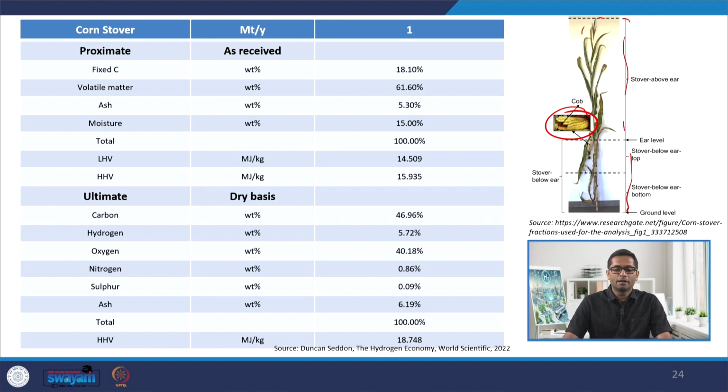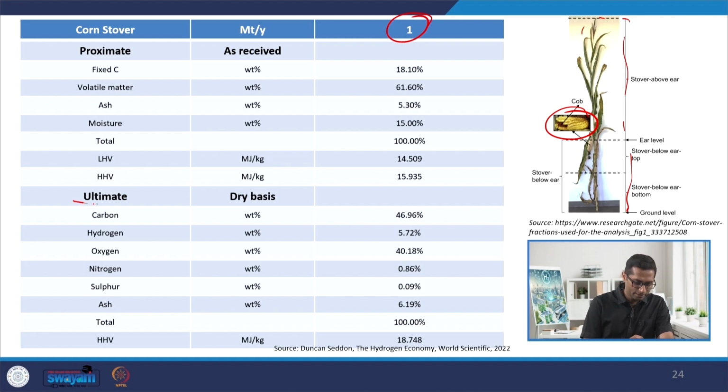So what we are emphasizing is, can we use this corn stover in the areas which have a lot of corn production for the production of hydrogen. And this is something we are going to analyze in this case study. So what we are going to take is the production of 1 million tons per year of corn stover, and this corn stover is going to have a composition which is given to you, and the composition could be understood in terms of proximate and ultimate analysis.